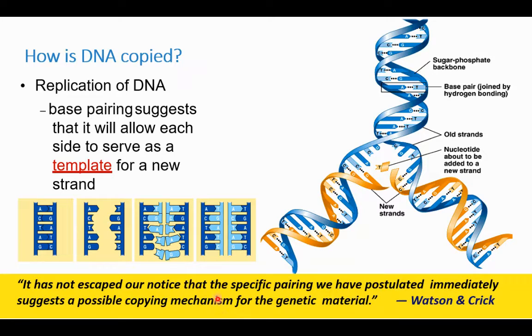Okay, so according to Watson and Crick, it has not escaped our notice that the specific pairing we have postulated immediately suggests a possible copying mechanism for genetic material. Okay, so there you go. Now, let's go to the steps.